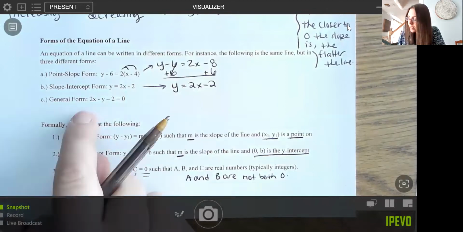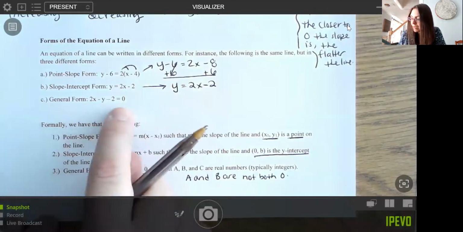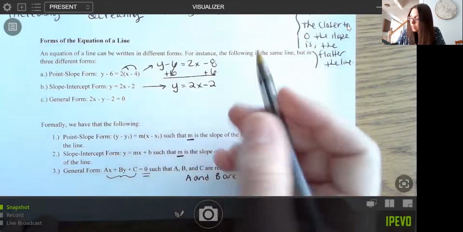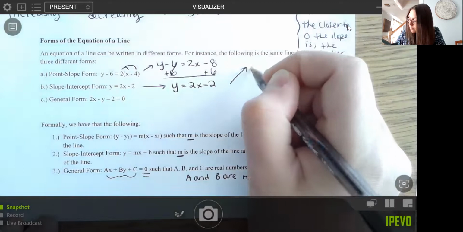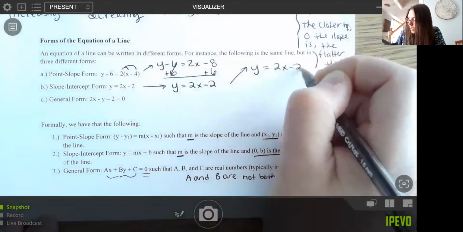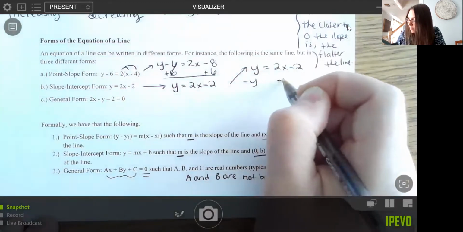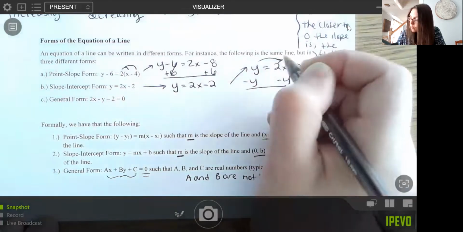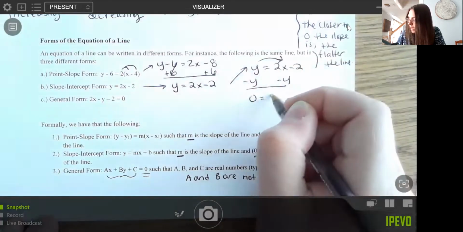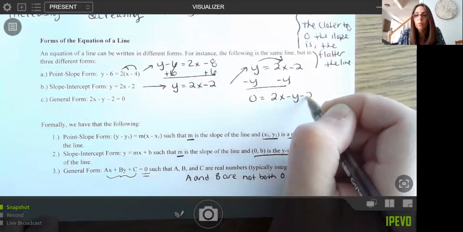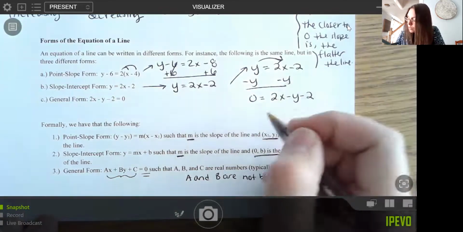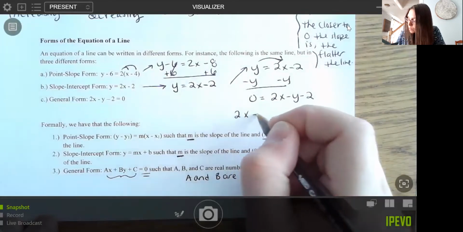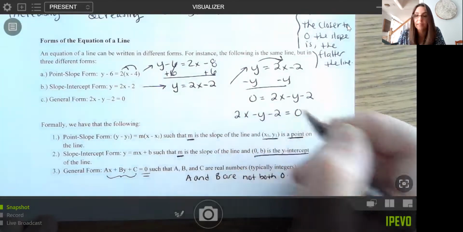You can also put this in the general form by putting everything on the same side. Now, in this case, one thing you can do, so let's start over here. Here, I just brought the y to the other side, bringing it this way, because that way I only had to move one thing. So I have 0 equals 2x minus y minus 2. And then this is actually perfectly fine, but if you don't like having that 0 on the left, you can just rearrange it. 2x minus y minus 2 equals 0.